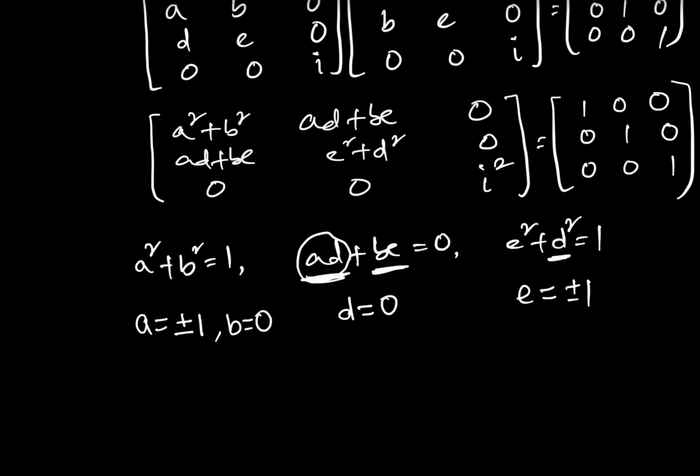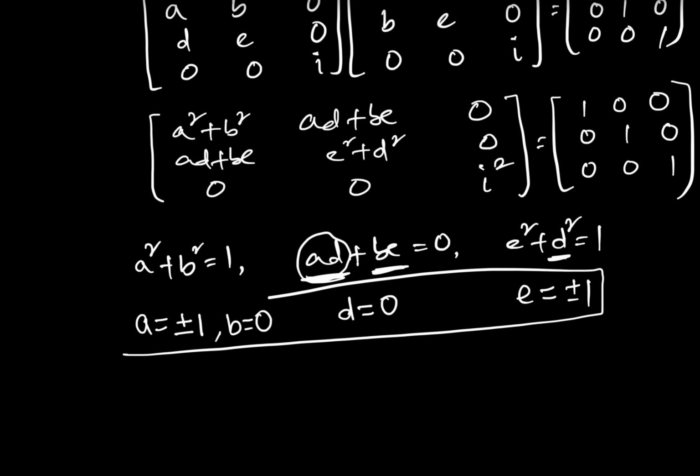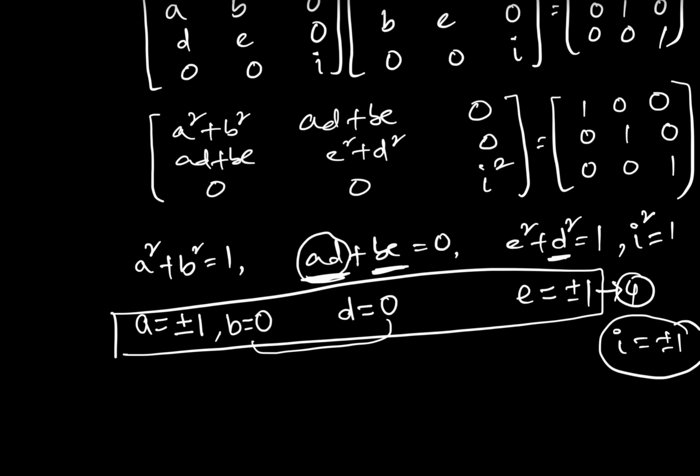So here there will be A equal to plus or minus 1, B 0, D 0 and E equal to plus or minus 1. Like 1 0 0 1, 1 0 0 minus 1, minus 1 0 0 1, minus 1 0 0 minus 1. So like this, here we have 4 cases. Including this, there will be a last condition that I square equal to 1, which means I equal to plus or minus 1. So total 4 and I equal to plus or minus 1 gives 2 cases. So this will be possible in total 8 cases.